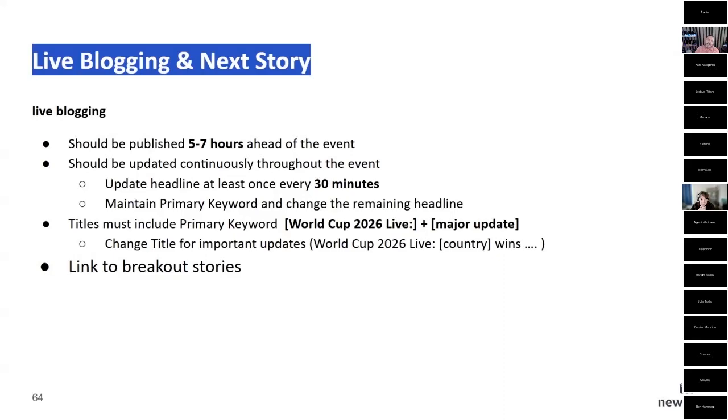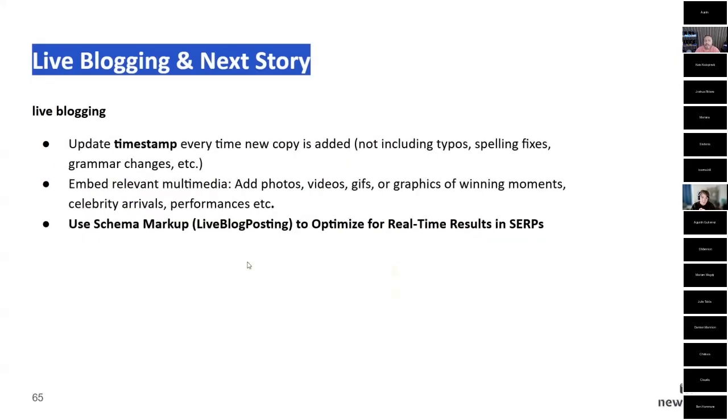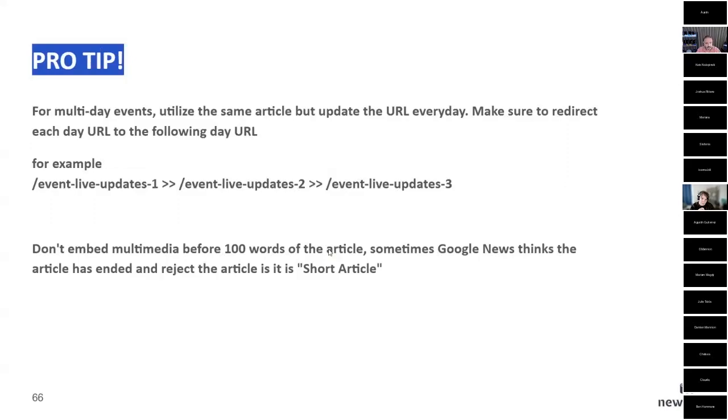Even if you don't have a live blog template, you can fake it. Just update the headline, add new stuff, and write dates on the top. Google will not give you the live label or anything, but they will treat it as a live blog. So you can do this even if you don't have the technical capabilities. Make sure you update the timestamp and so on, and the schema. If you can use the live blog schema, that would be awesome.